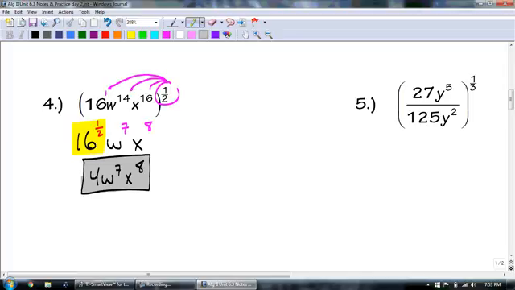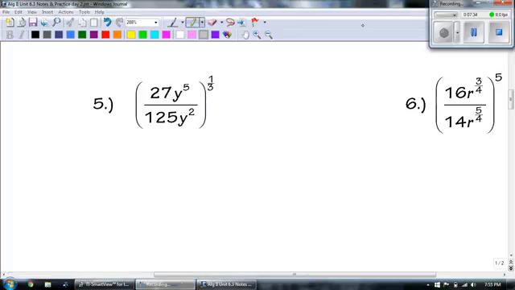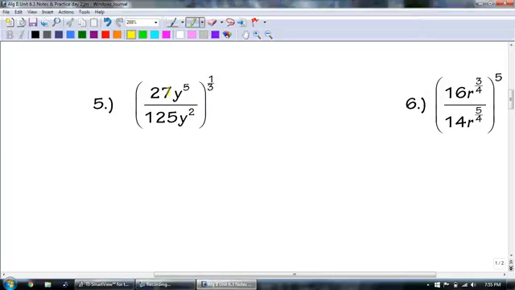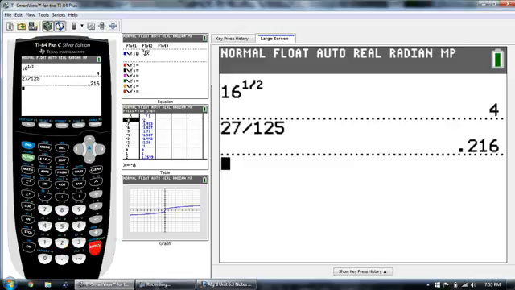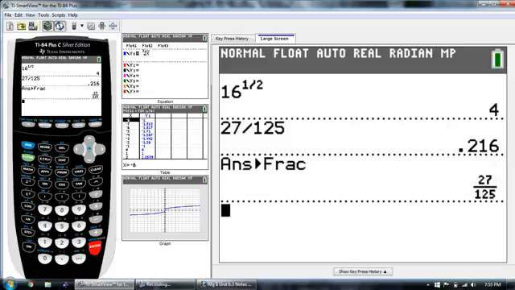All right, number 5. Okay, number 5. So this is the first time we've seen the fraction. And what I want to do first is check the coefficients. Can I reduce them? So I have 27 divided by 125, and I get a weird decimal. Math, enter, enter. And nothing happens.